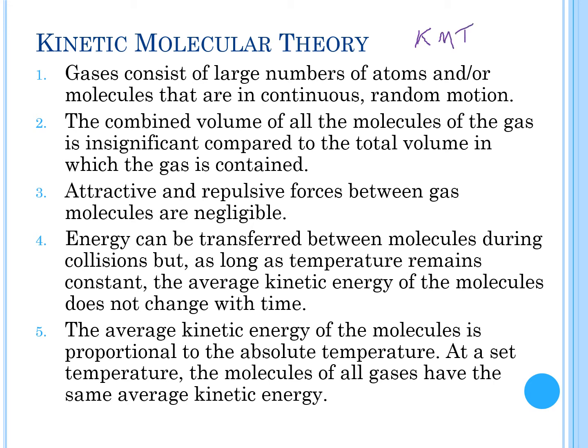That's just our abbreviation. So assumption number one, the gases consist of a large number of atoms and or molecules that are in continuous random motion. So gas particles, lots of entropy, lots of energy, continually moving. Number two, the combined volume of all of the molecules of the gas is insignificant compared to the total volume in which the gas is contained. So gas molecules are spread very far apart. So in KMT, we're only counting the empty space. We are ignoring the size and the volume of the molecules themselves.